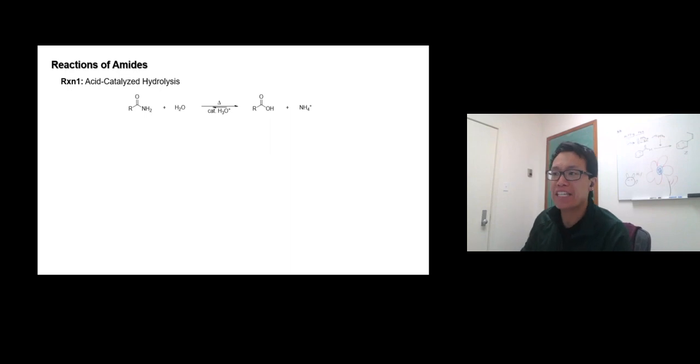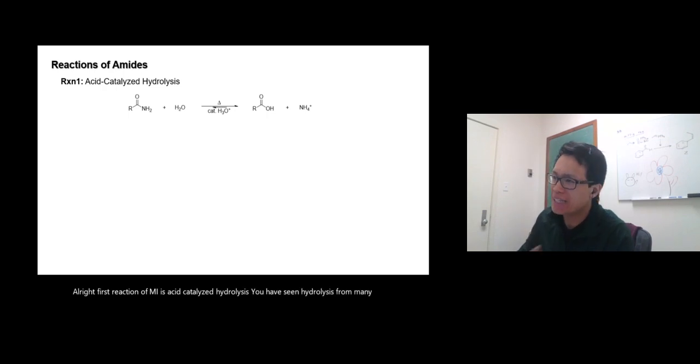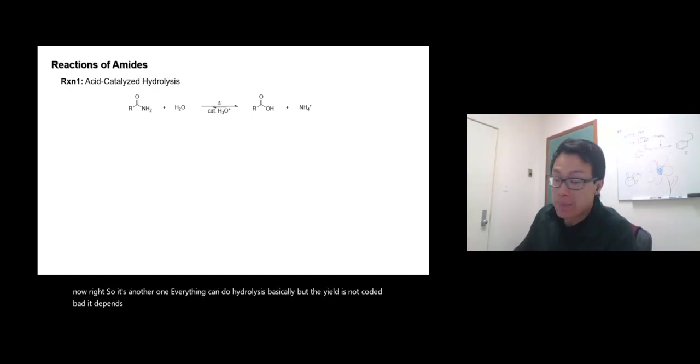All right, first reaction of amide is acid catalyzed hydrolysis. You have seen hydrolysis many times now. All right, this is another one. Everything can do hydrolysis basically, but the yield is good or bad. It depends. All right, so amide can be cut by water.